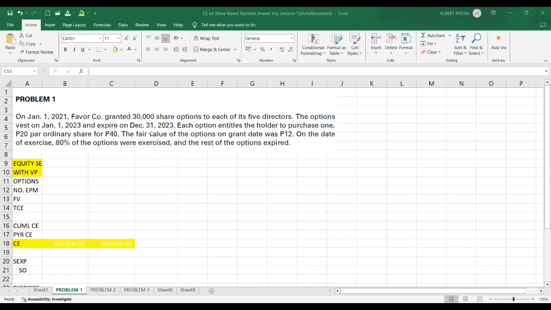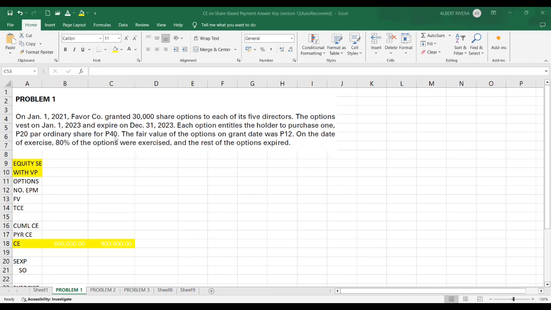Okay, so the vesting period here is from January 1, 2021 to December 31, 2022. Meaning the vesting period is 2 years. Okay? Meaning the employee will enjoy the option or can exercise the option after completing the service period, which is equivalent to 2 years. That is from January 1, 2021 to December 31, 2022. And each option entitles the holder to purchase one share, 20 par, ordinary for 40. And this is now the option price, okay?